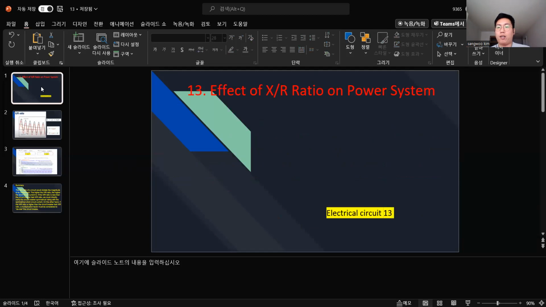Later you guys read about this. A quick review: the R/X value affects the fault current magnitude. The bigger the R/X ratio, the more asymmetric the waveforms. And we consider the peak values because of the magnetic force. Yeah, today's lecture is done. Thank you guys.